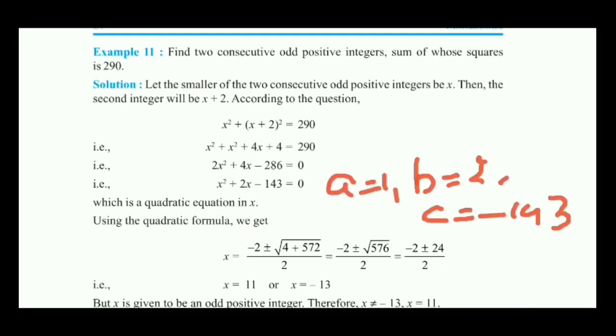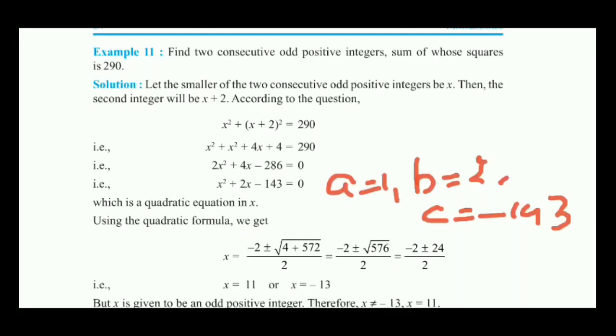So what will you do? First, let us suppose the first required positive integer is x. Then the second positive integer will be x plus 2. Now, according to the question, the sum of whose squares is 290. So therefore, we will get x square plus (x plus 2) whole square equals to 290.